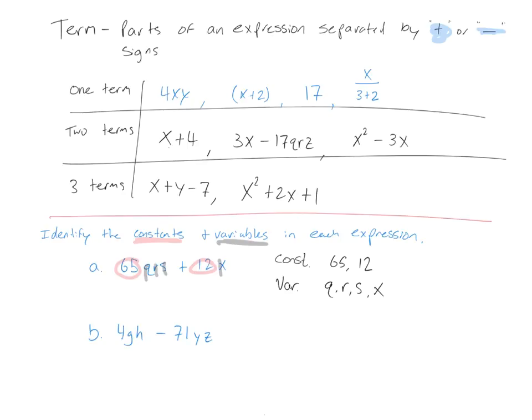For this next one here, if we're looking at constants, well, 4 is a number I recognize. That 71 is a number I recognize. Things that might change would be that G, the H, the Y, and the Z. So let's say constants would be 4 and 71. The variables will be G, H, Y, and Z.